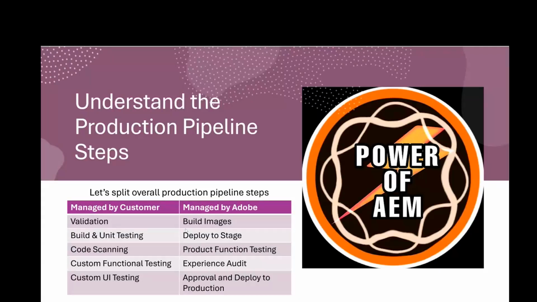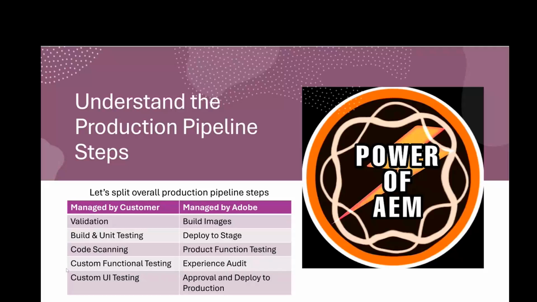After that, it will create a build. And whenever it is creating the build, that is with Adobe operations, and we do not have any control. They are running different processes in order to create the environment and deploy the packages. So everything is with Adobe. And after that, on production, they are also running the functional testing, which is with them only.